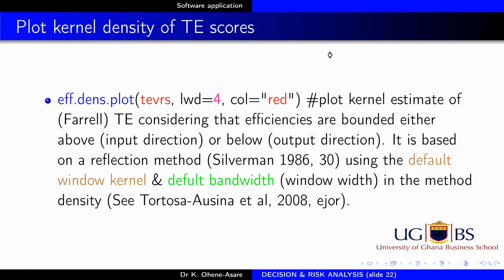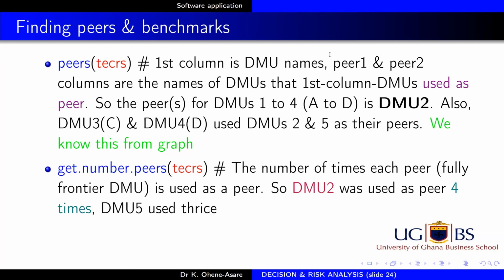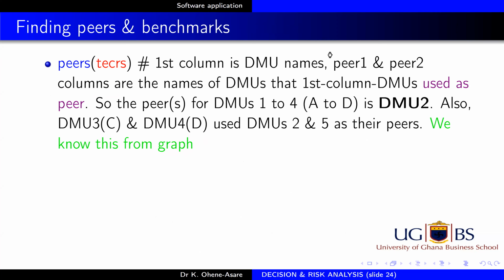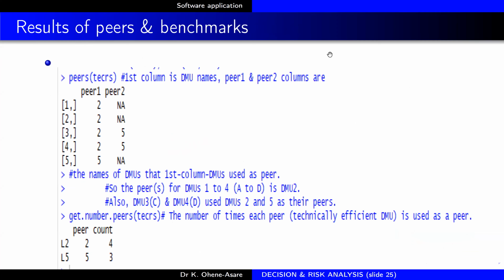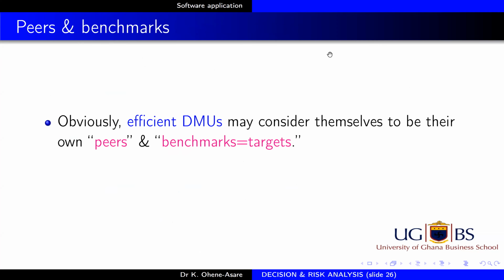I showed these results. I showed efficiency density graphs. I've spoken about the PS and all of that. And these PS I showed you in the results. Now, there's one thing that you should know, and this is important, so I want to make that clear. Efficient firms may consider themselves to be their own peers, and we've said that. The word benchmarks is the same as targets for our purpose. So when you see the word benchmarks, it's the same as targets.